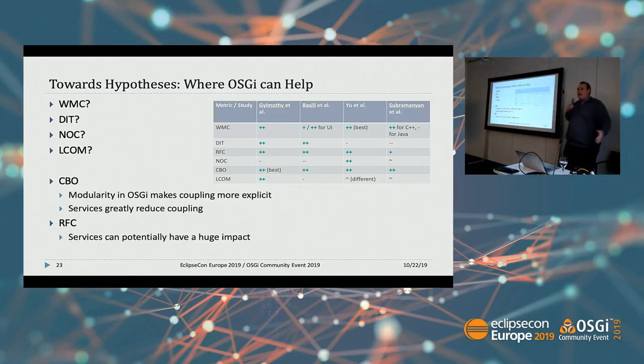And if you have class level dependencies and they cross the package boundary, they have to become explicit, right? We also have this facility of services, which is a great way of doing decoupling in your system, right? You register a service under a service interface, and now the implementation is no longer a dependency to your consumer, only the service interface is, right? So those are two ways in which I can easily see CBO being affected positively by the OSGi programming model. And RFC, services can potentially have a huge impact because now you're separating consumer from producer side, right, of a service.